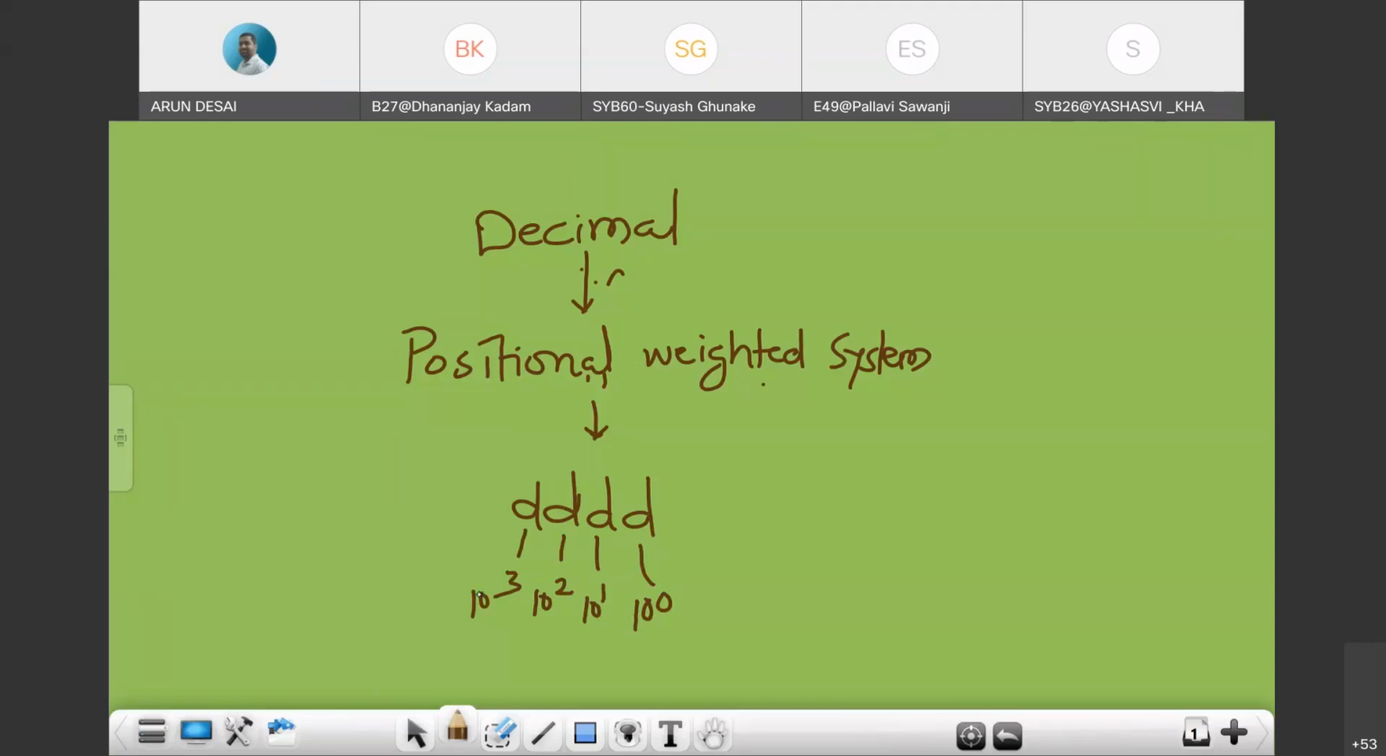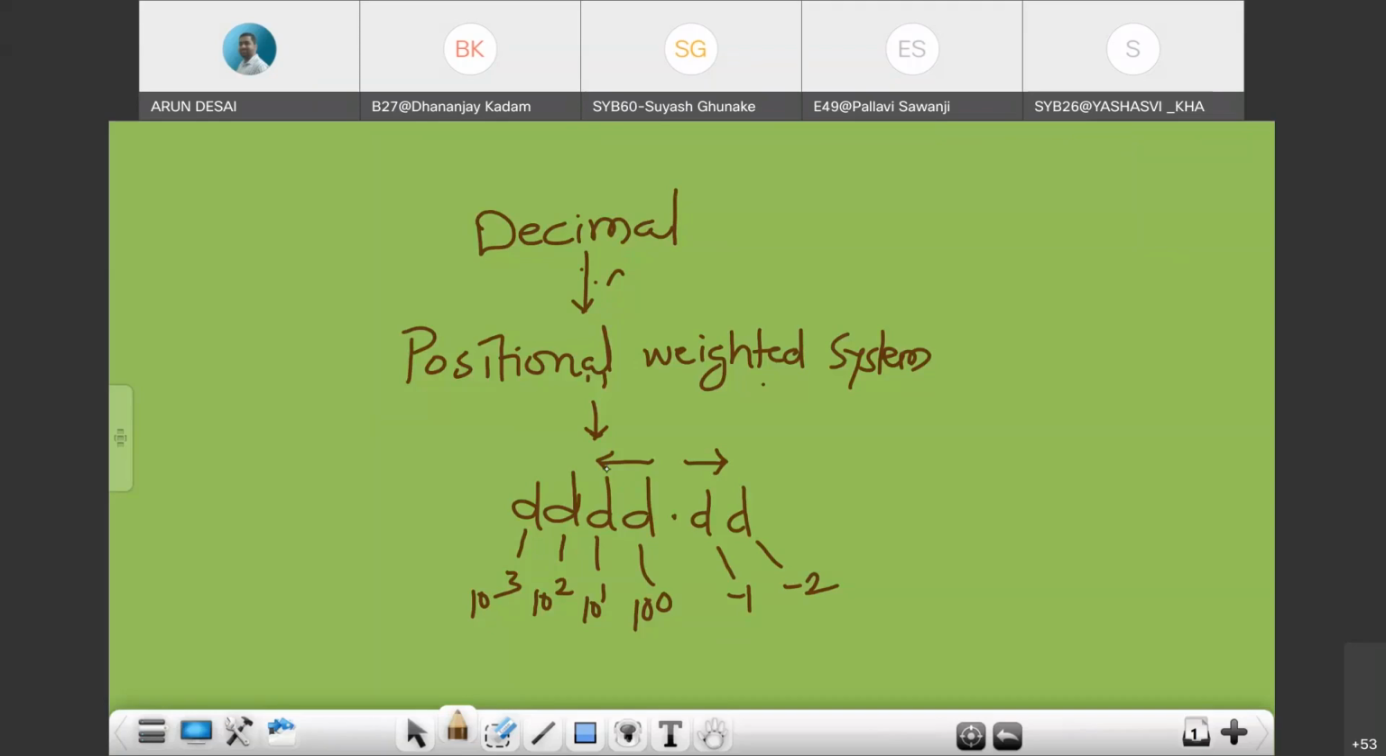If you have a decimal point in a number, then after that decimal point the positions are -1, -2, up to -n, right? So it starts in this direction after this dot or decimal point, and in the other direction on the left. How to use it and where to use it depends on the examples that we are going to see, right? So this is about the positional weighted system.